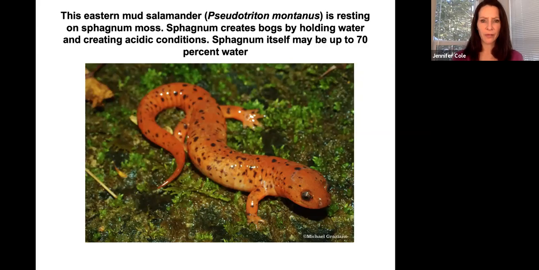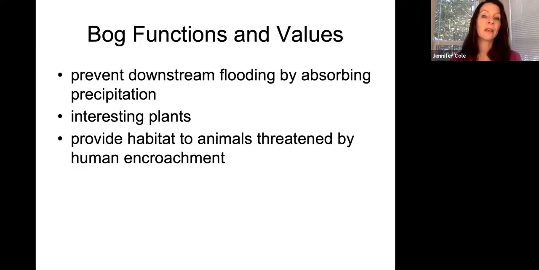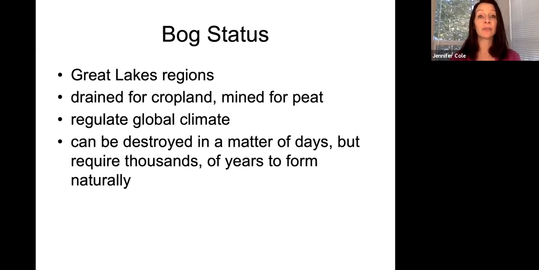I show you this more because you can see the sphagnum moss that's there, up to 70% water. So it sucks water like crazy, and it can create acidic conditions. Because the sphagnum moss can absorb so much water, bogs can prevent downstream flooding. There are plants that are only found here, such as the pitcher plant and the sundew, and they provide habitat to animals. There are croplands that are imperiling them.